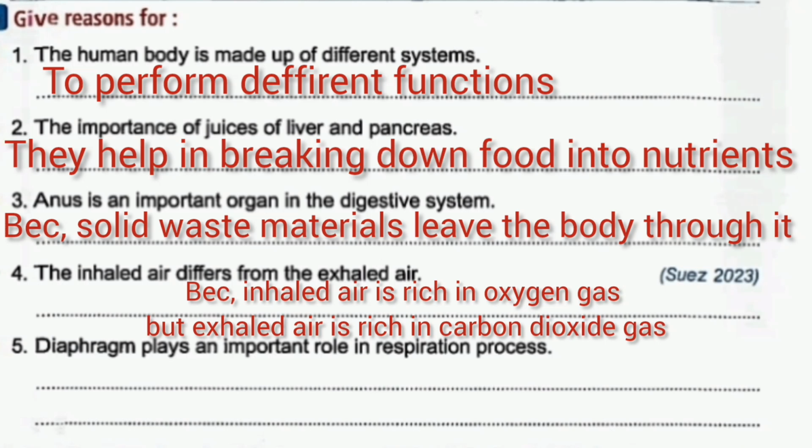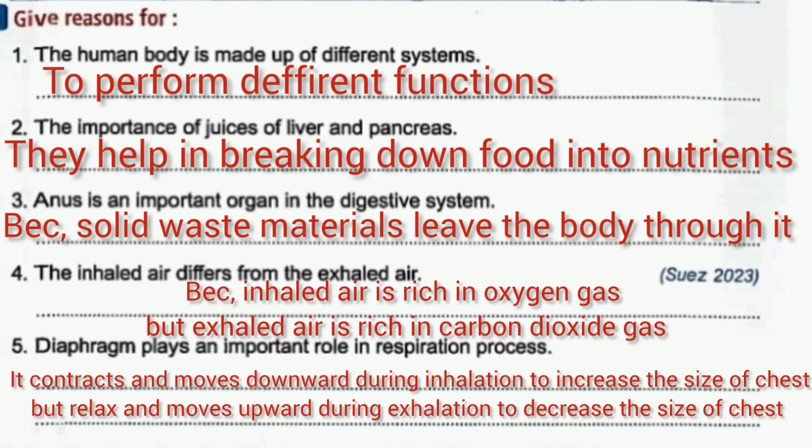Number 5. Diaphragm plays an important role in respiration process. What's the role of diaphragm? It contracts and moves downward during inhalation and increases the size of the chest. And it relaxes and moves upward during exhalation and decreases the size of the chest. So diaphragm plays an important role in respiration process because it contracts and moves downward during inhalation to increase the size of the chest, but it relaxes and moves upward during exhalation to decrease the size of the chest.